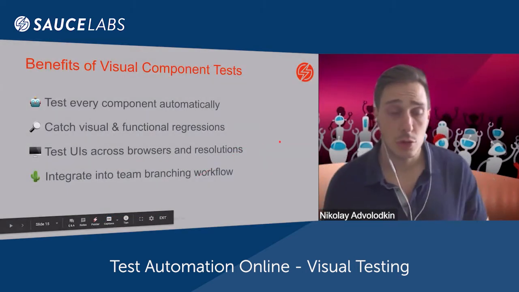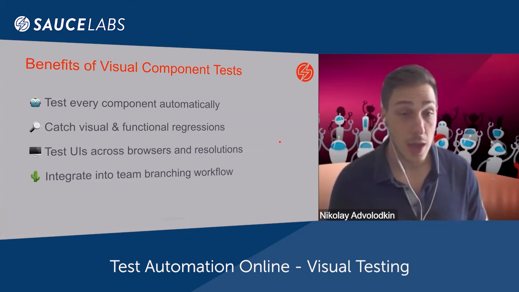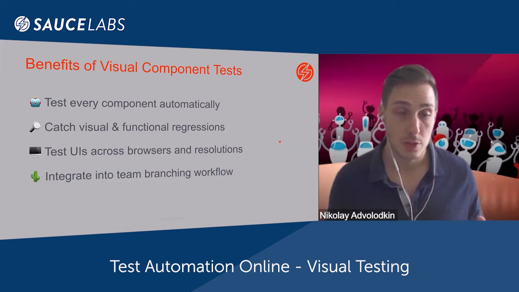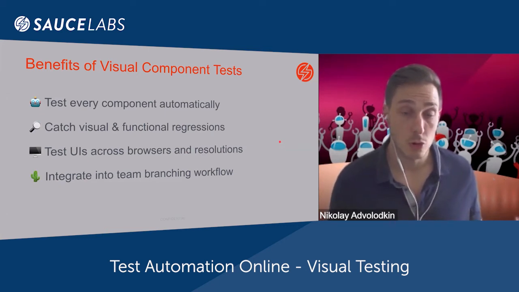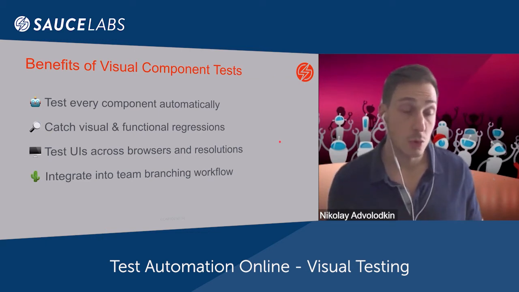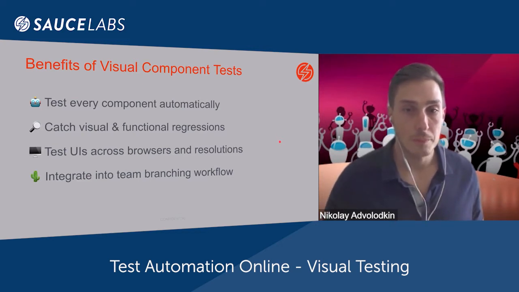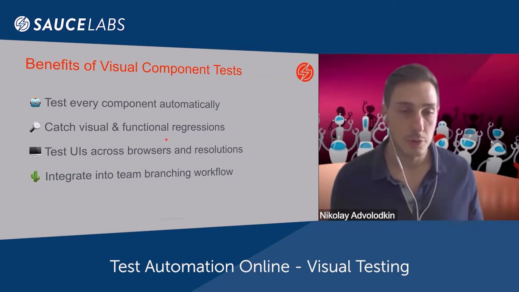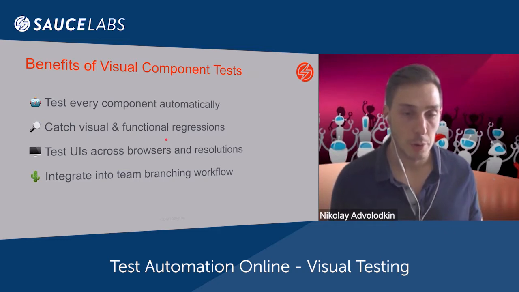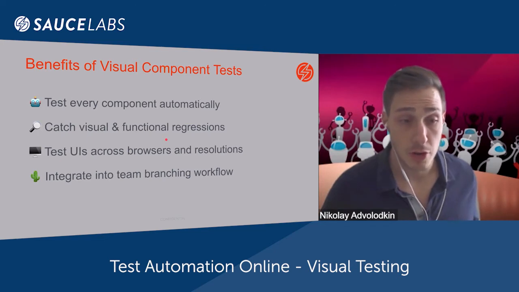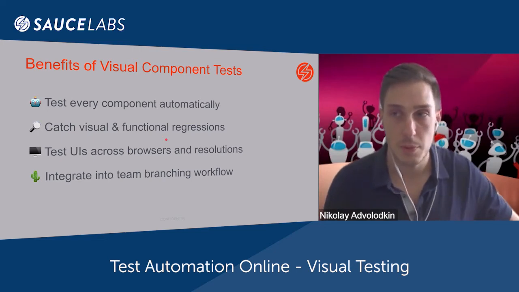So the benefits of visual component testing are that you can test every component automatically. As I've already said, if you have Storybook tests present or you want to start doing component-driven design, you can automatically get visual testing of those components as well without having to write any extra code. You can catch visual and functional regressions just as in visual end-to-end testing. Visual component testing can do exactly the same thing, except it is more focused on the components instead of an entire page layout. You can test UIs across browsers and resolutions, and you can integrate into a team branching workflow.